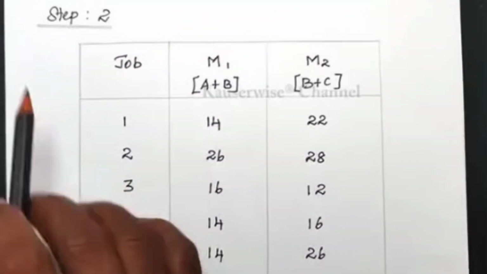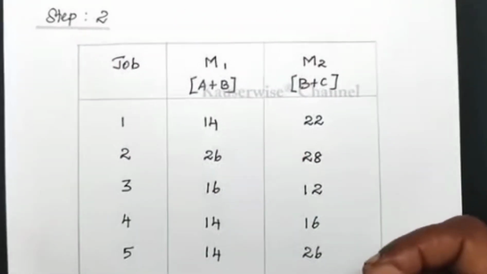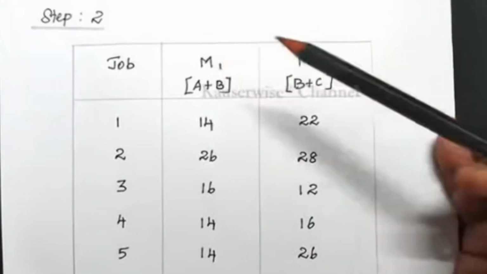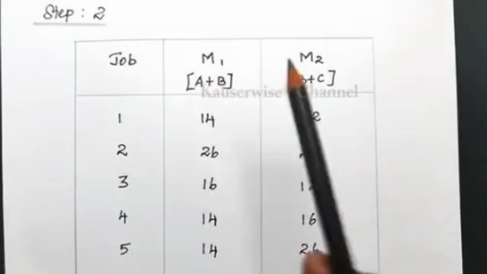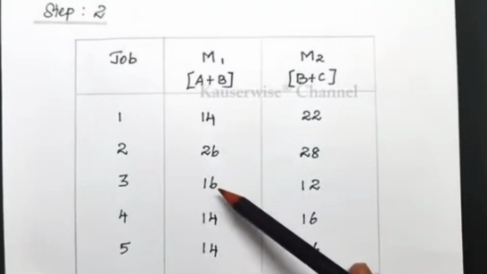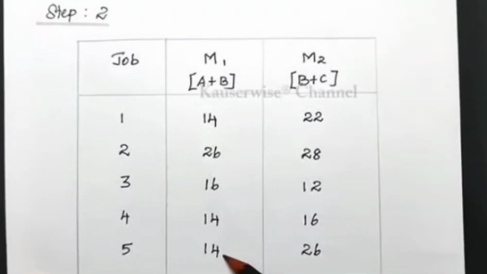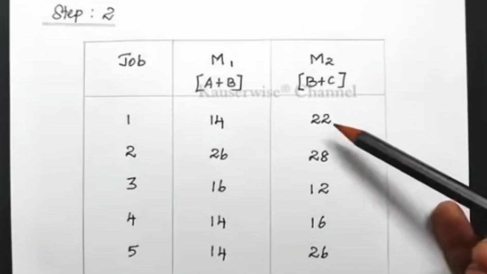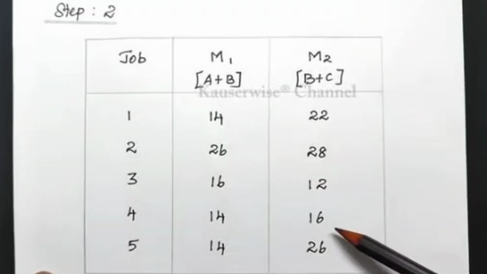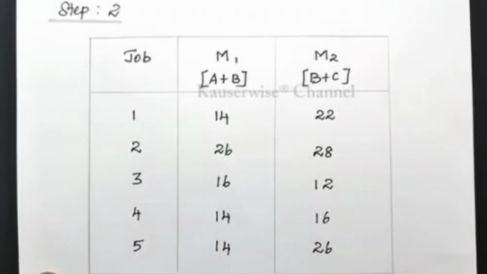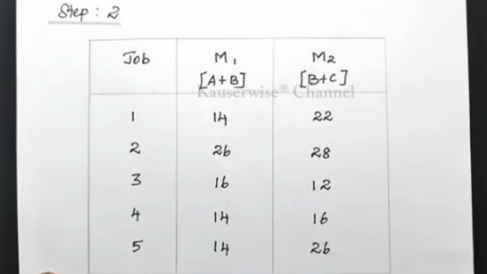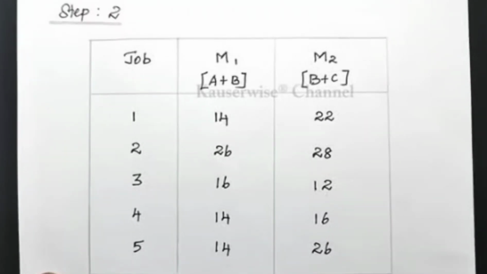See the solution in step 2. Here we have 5 jobs, imaginary machine 1, imaginary machine 2. Okay, for machine 1, the duration is A plus B, that is 14, 26, 16, 14 and 14. For machine 2, 22, 28, 12, 16 and 26. Okay, so after finding this, the next step is we need to find the optimum sequence by using Johnson's algorithm.